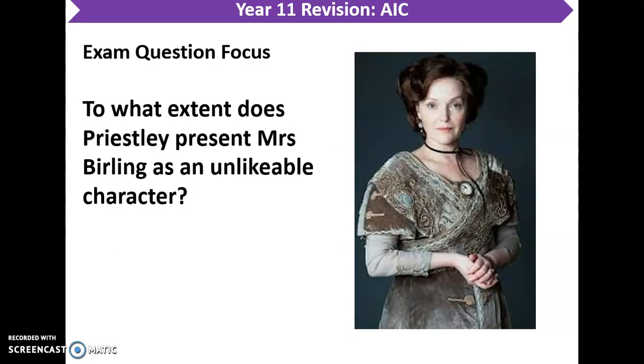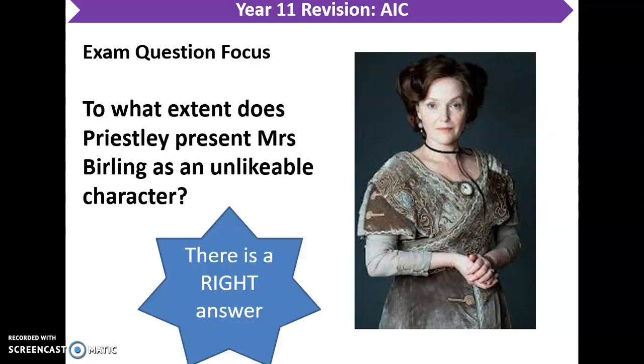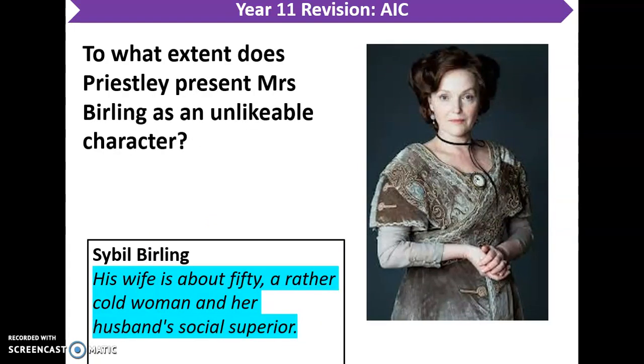There's Mrs Birling, Sybil Birling. To what extent does Priestley present her as unlikable or dislikable? And there is a right answer. There is only one way, one right way to answer this question. And to understand that, we need to look at how Priestley presents her right from the start of the play.